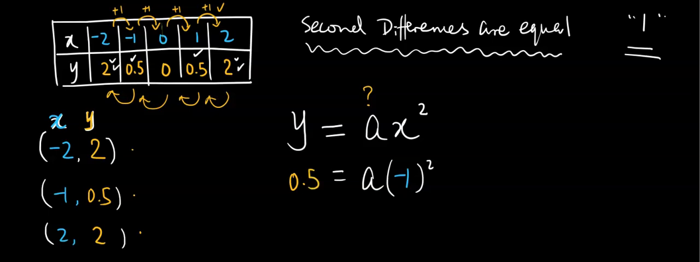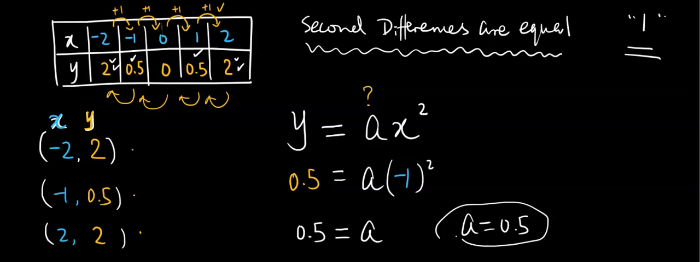-1 squared is 1. 1 times A is A. So A is 0.5. If you don't like writing it this way, you can say A is 0.5, like this. Now you see why I chose the point -1. You can also choose 1, 0.5. You can also choose this point. Why? Because it'll make your job easier. Of course, you can try the other 2 points. You're going to have the same solution for A.